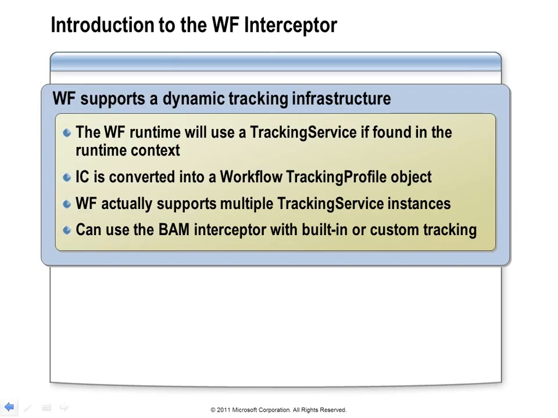Windows Workflow already has in it a tracking service, much like the BAM infrastructure built into orchestrations in BizTalk. And so we take the interceptor configuration that's created and it's converted on the fly into a workflow tracking profile. Again, much like the tracking profiles we build in the tracking profile editor, but something that Windows Workflow understands as opposed to the BizTalk orchestration engine. Now, Windows Workflow can support multiple tracking services at the same time, and so we can use this BAM interceptor alongside the SQL tracking service or custom tracking services that we might also have added into the workflow runtime.